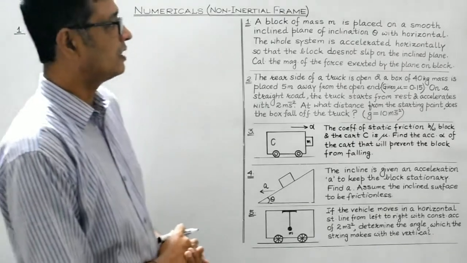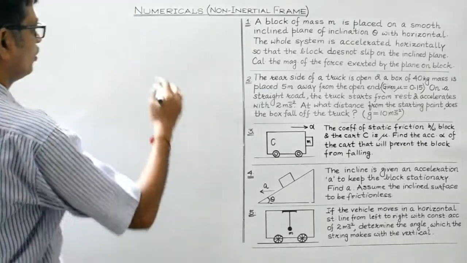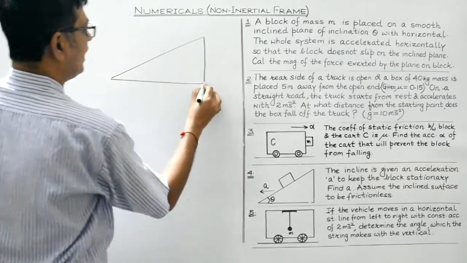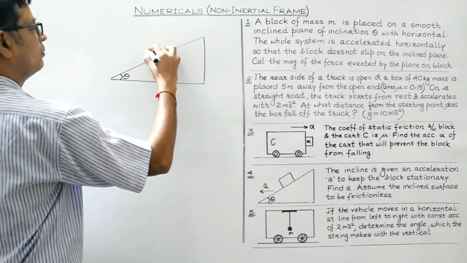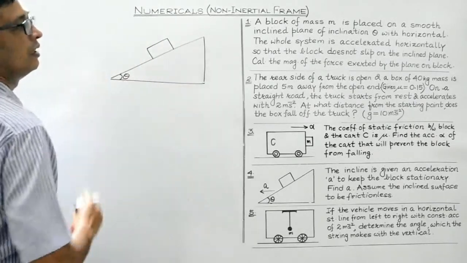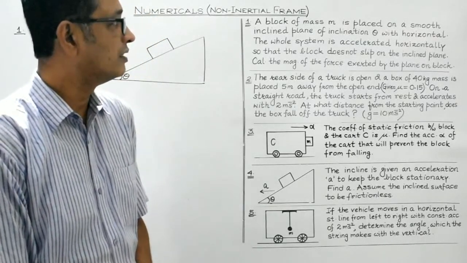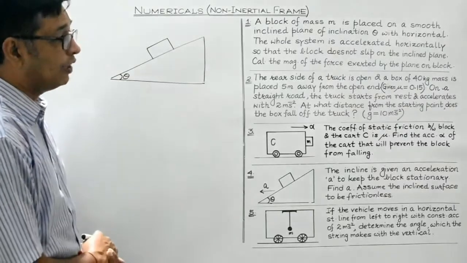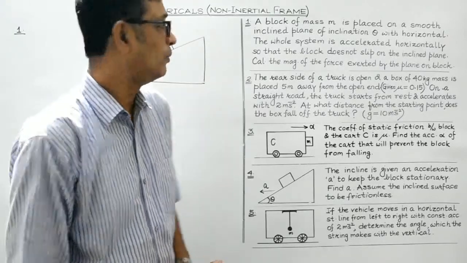A block of mass m is placed on a smooth inclined plane of inclination theta with the horizontal. Let us represent it with the help of a diagram. This is an inclined plane making an angle theta with the horizontal, and this is the block placed over here, right? The whole system is accelerated horizontally so that the block does not slip on the inclined plane. Calculate the magnitude of the force exerted by the plane on the block.